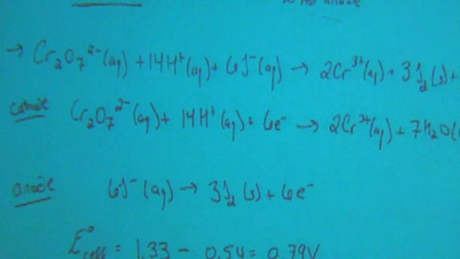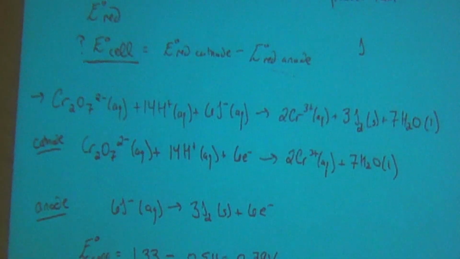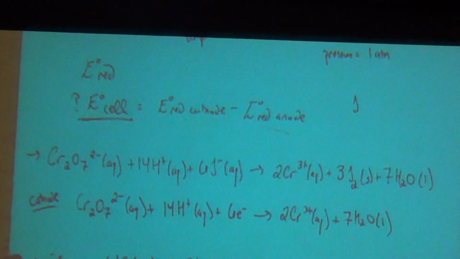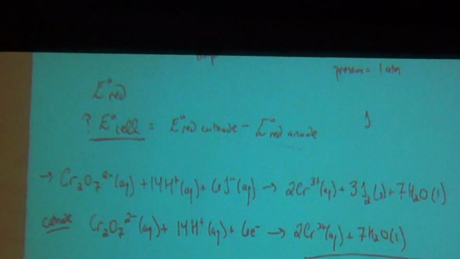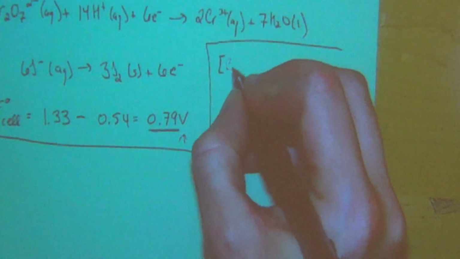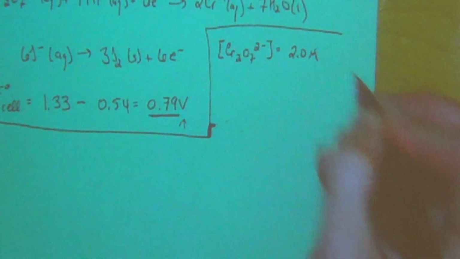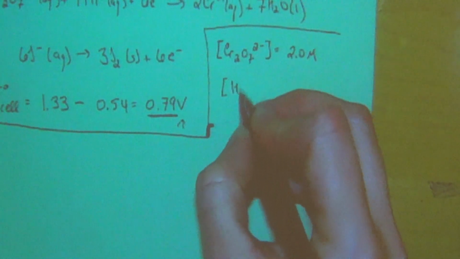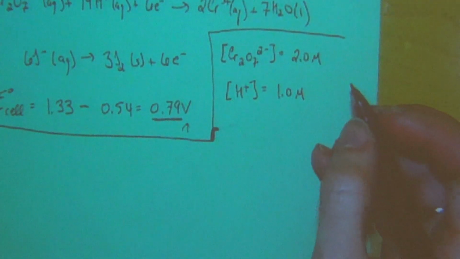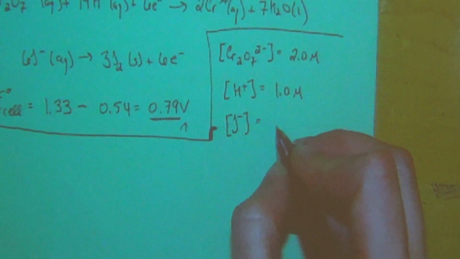We're using this equation. Now let's say that we're interested in finding what the cell potential is, but we don't have concentrations equal to 1 molar. We're going to mix it up a little bit. So we found our standard cell potentials here already. Okay, great. But let's go ahead and change some of the concentrations of the reactants. All right, we've got chromium is 2 molar. We've got concentration of hydrogen ion is 1 molar. Concentration of iodide is 1 molar.